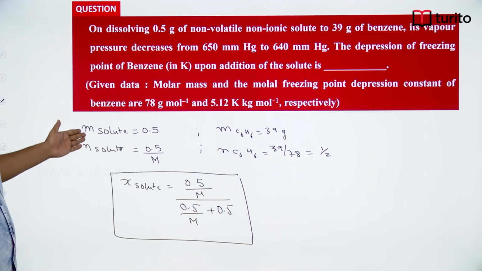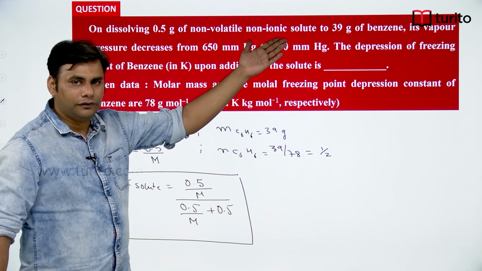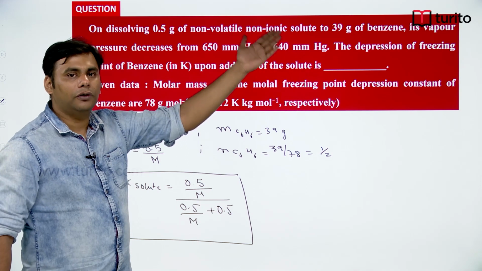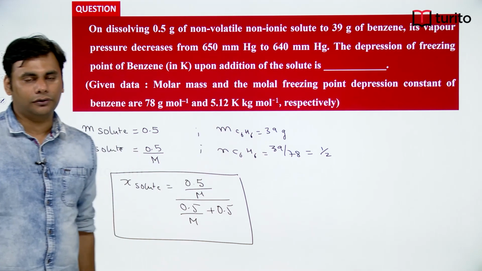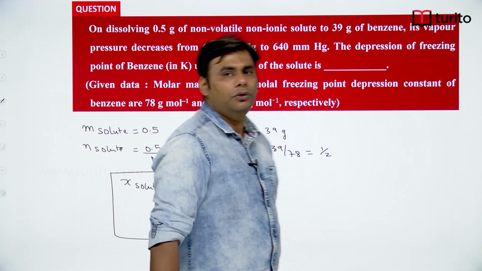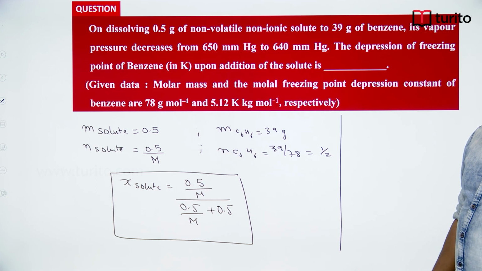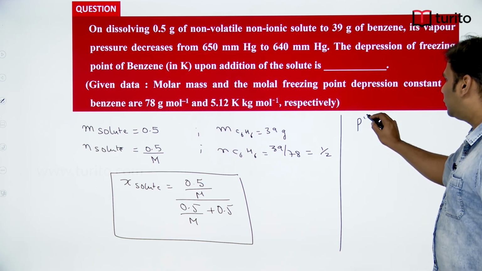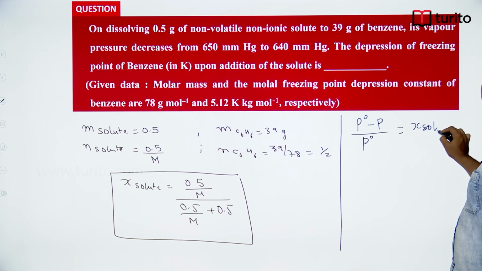So we found the moles of solute, 0.5 upon molar mass, which we assumed as m. The moles of the solvent would be the mass of solvent benzene upon the molar mass, which is 78. So the moles of benzene is also half. Now we are saying that when we dissolve 0.5 gram of non-volatile solute into benzene, the vapor pressure decreases from 650 to 640. So this is a case of relative lowering in vapor pressure, and we don't have to take care of the Van 't Hoff factor. So this would be P naught minus P upon P naught equal to mole fraction of solute.